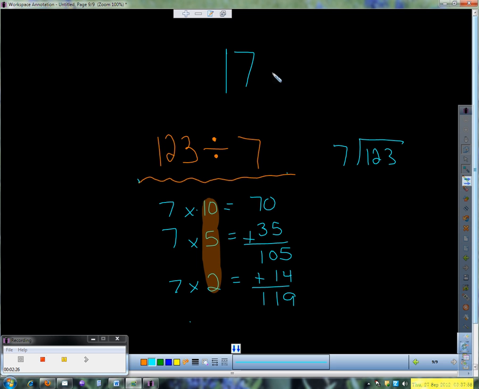Now I did have a remainder on here. I got to 119 and I was trying to get to 123. The difference between 123 and 119 is 4. And that becomes my remainder. 17, remainder 4.